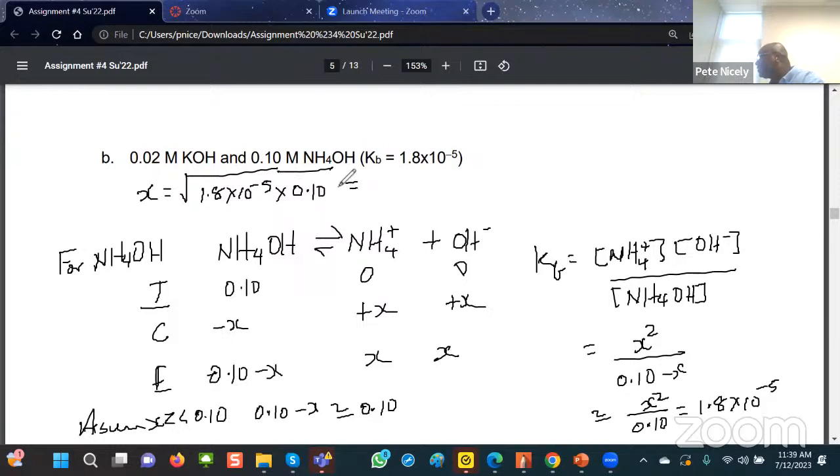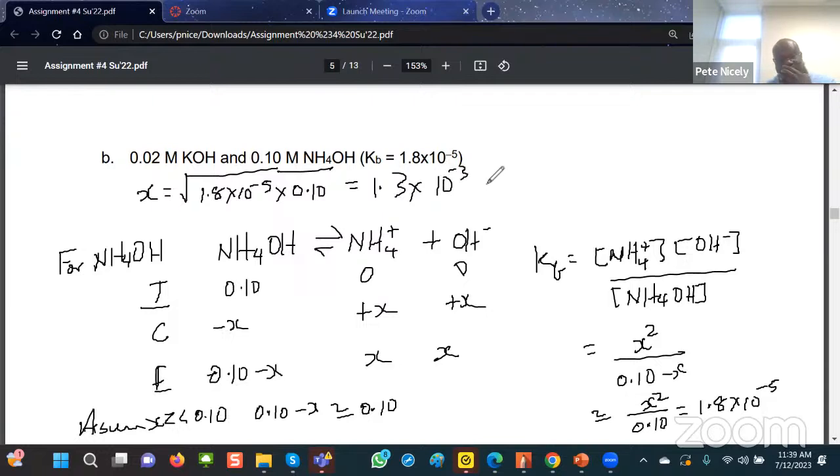According to my calculations, X is equal to, hold on, let me do this here, 1.8 times 10 to the minus 5 times 0.1. And then I find the square root of that. So I got 1.3 times 10 to the minus 3, I'm sorry.